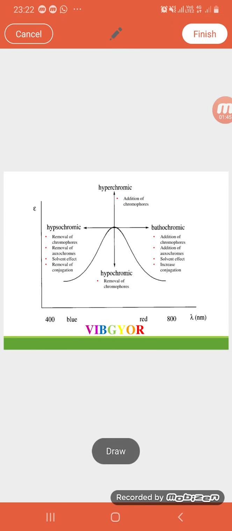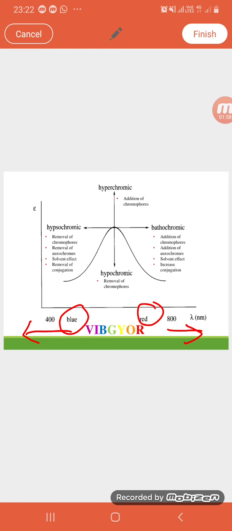And one more thing, why the shift to shorter wavelength is called the blue shift, and the shift to the longer wavelength is called the red shift? Because in the visible radiation, the visible light is produced from 400 to 700 plus nanometer. It will produce these colors: violet, indigo, blue, green, yellow, orange and red. So that's why this is called blue and this is called red.